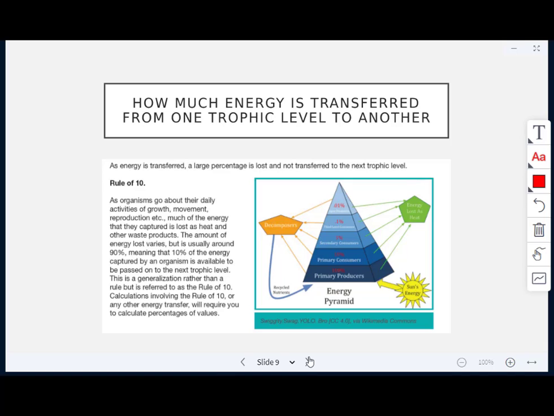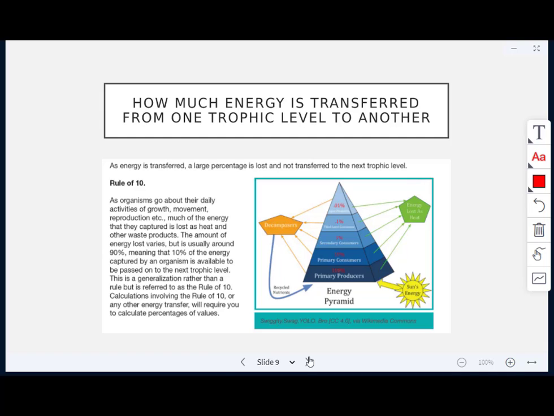So again, this diagram is showing that as energy is transferred, a large percent of it is lost and is not transferred to the next trophic level, because the organism has to use that energy for itself, for daily activities, growing, moving, reproducing. So much of the energy that they captured is lost as heat and other waste products. The amount of energy lost varies, but it's usually around 90%. So only 10% of the energy captured by an organism is available to be passed on to the next trophic level. And again, it's called the rule of 10.